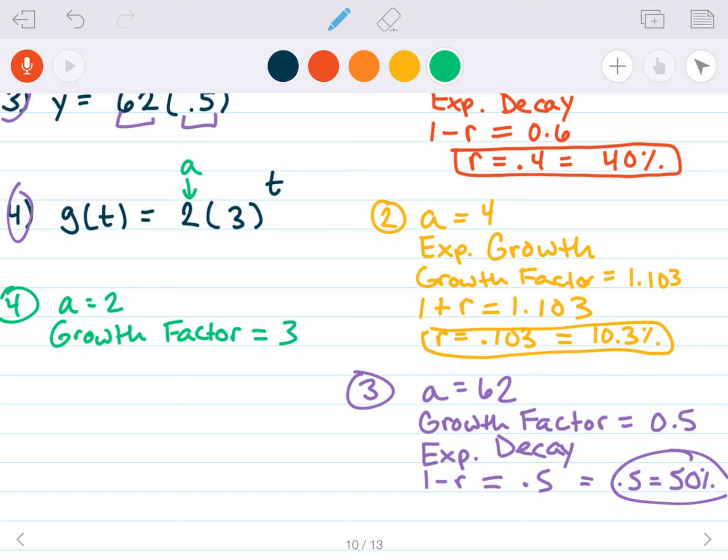Is this exponential growth or decay? Well, it has to be growth because 3 is bigger than 1, so this is exponential growth. And since that's the case, we're going to use the 1 plus r version to figure out what r is. So 1 plus r is equal to 3. Solve for r by subtracting 1, and that gives us r equals 2. If I move the decimal 2 units to the right, I get that r is also 200%. So 2 or 200%.